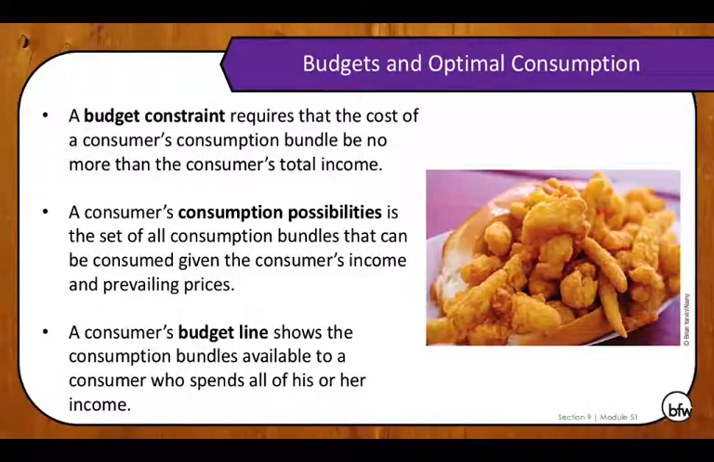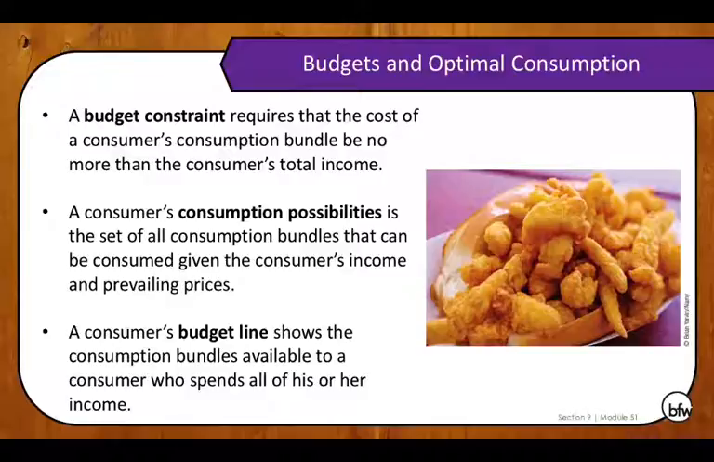So a budget constraint requires that the cost of a consumer's consumption bundle be no more than the consumer's total income. A consumer's consumption possibilities, therefore, is the set of all consumption bundles that can be consumed given that consumer's income and prevailing prices. An individual consumer's budget line shows the consumption bundles that are available to a specific consumer who spends all of his or her income.